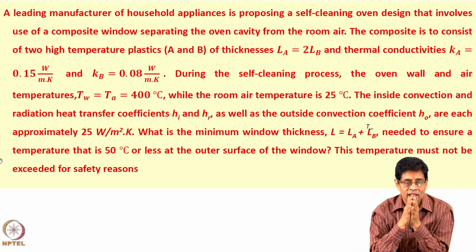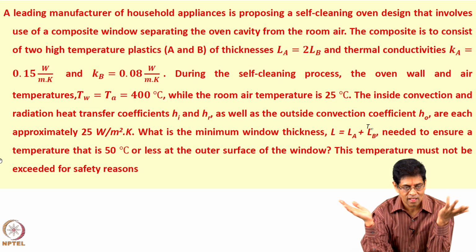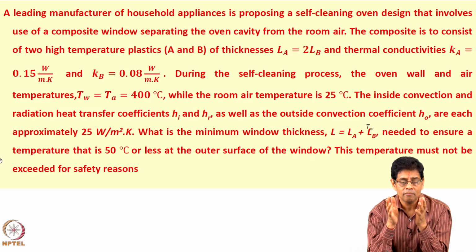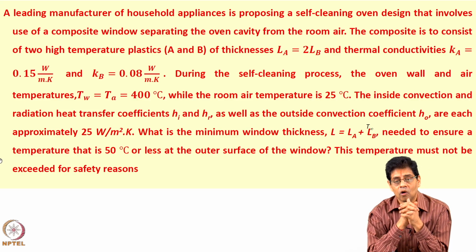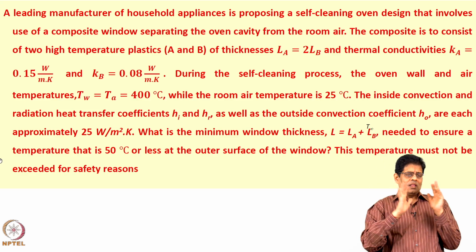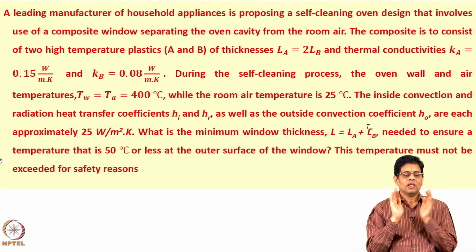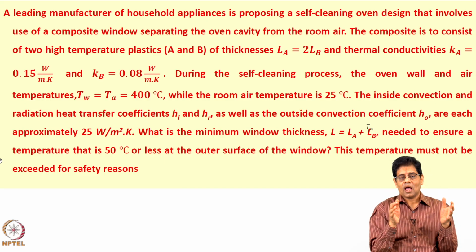So, the inside convective and radiative heat transfer coefficient as well as the outside convective heat transfer coefficient are approximately 25. So, the numbers are the same, and find what is the minimum window thickness L, which is sum of La plus Lb, needed to ensure that temperature is 50 degrees centigrade or less on the outer surface. This cannot be exceeded for safety reasons. So, the problem is very simple. Okay, it is a normal thing that you would see in your house. You have an oven where food stuff is getting baked or cooked, and the outside air.